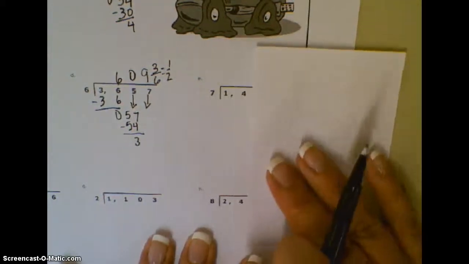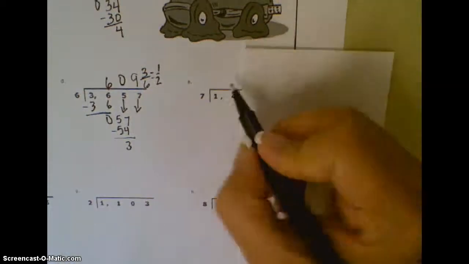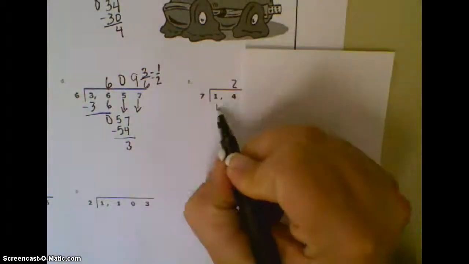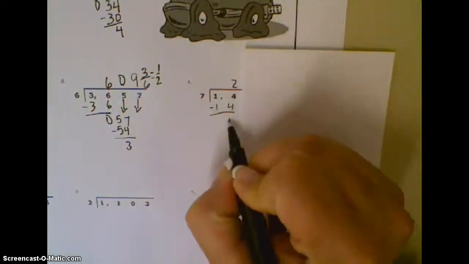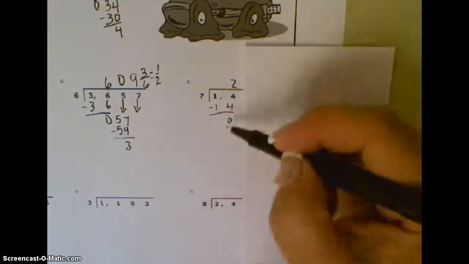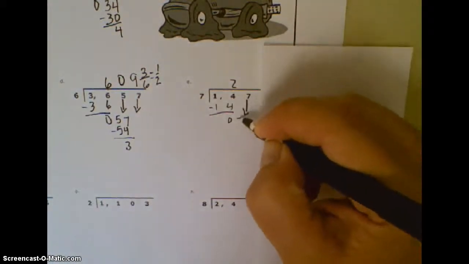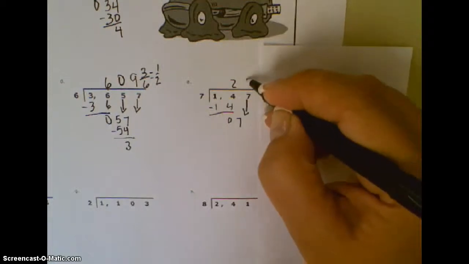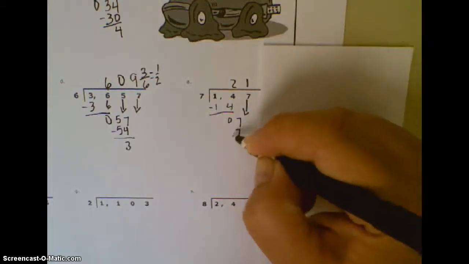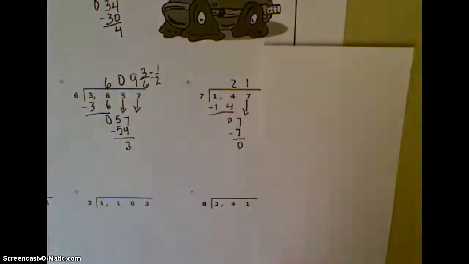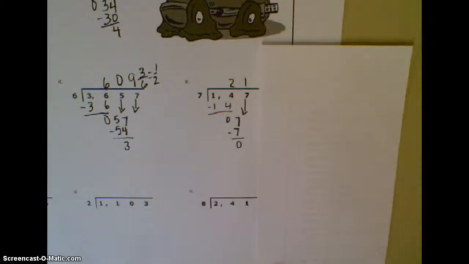7 goes into 1. Not at all, it doesn't, but I can move over. 7 goes into 14 2 times. 7 times 2 is 14, and then we subtract and get 0. If it's smaller than the divisor, we're ready for our next number. Bring down the 7. 7 goes into 7 exactly 1 time. Subtract, and we get a 0. And we're ready for our next digit.